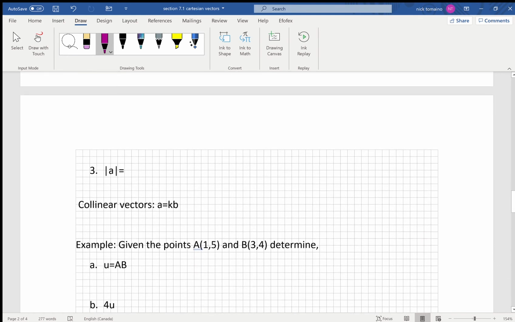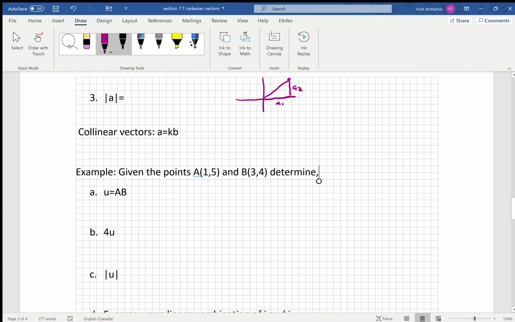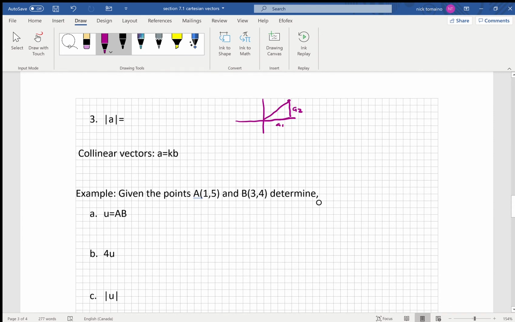Okay, and now the magnitude of a vector is just the Pythagorean theorem, right? So if you think about it, you have a vector that goes to this point right here. Okay, so this distance here is a1 and this vertical distance is a2. So the length of the vector, or what we call the magnitude, is equal to a1 squared plus a2 squared, square rooted.